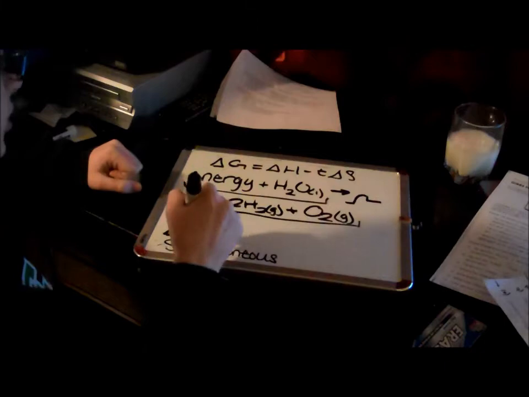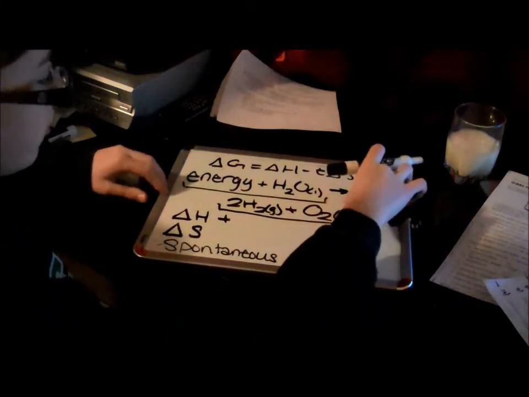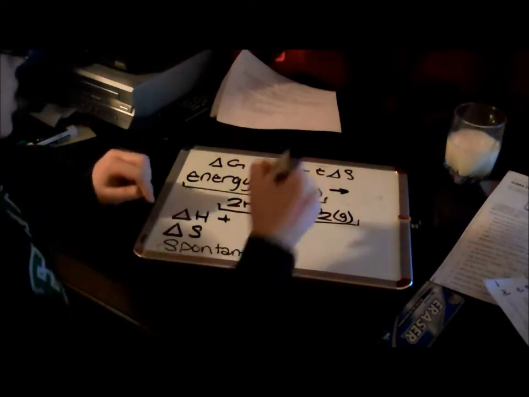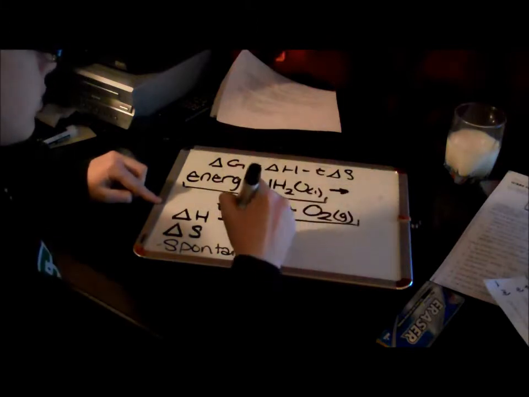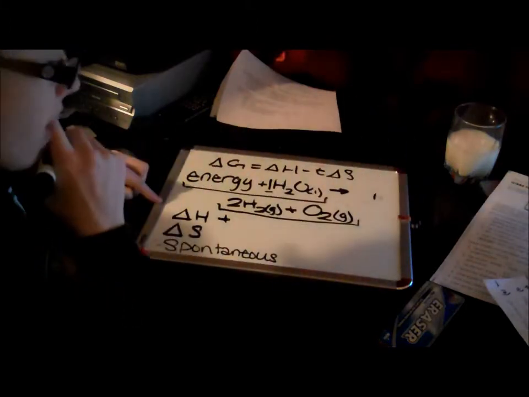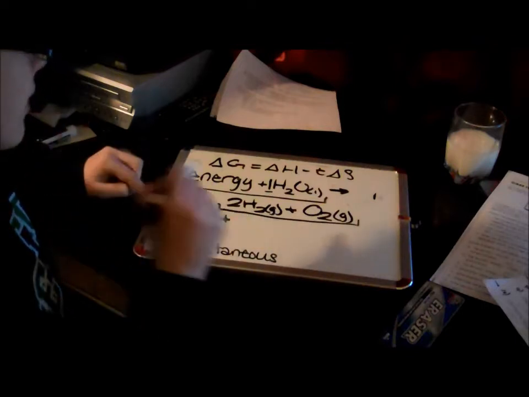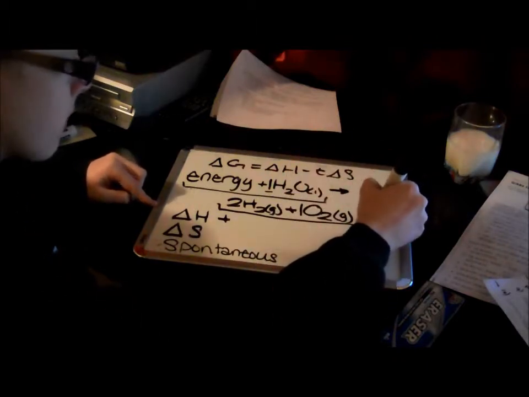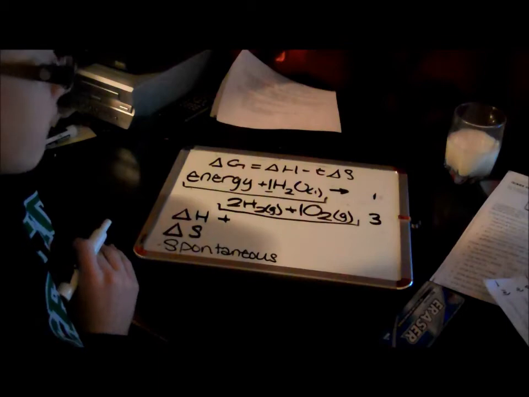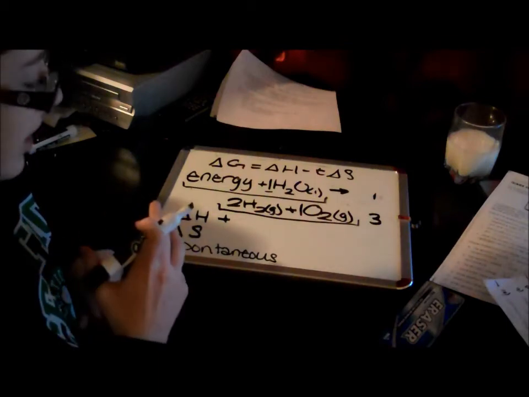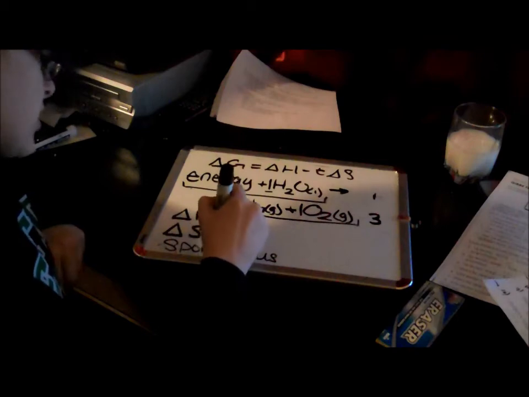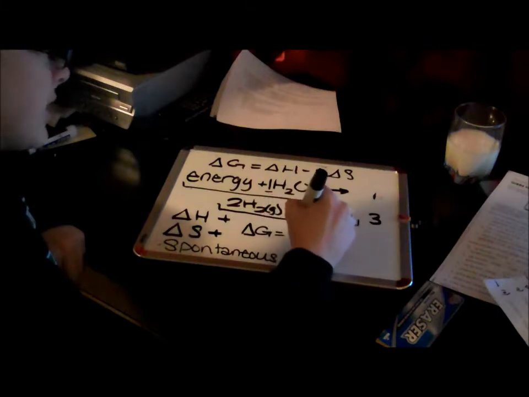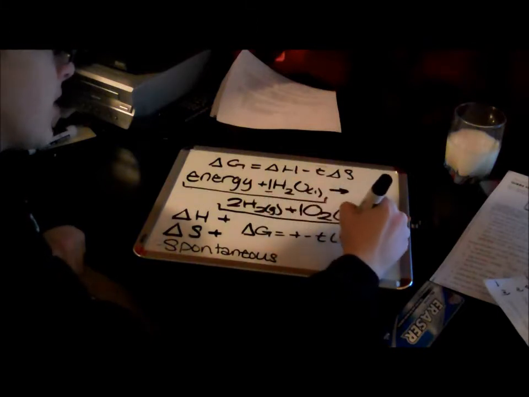Delta S refers to the spontaneous motion of particles. Now, if you look at the reactant side of the equation and you count the number of moles, there's really only one mole here. So you've got one. On the other hand, on the product side, there's 2 moles of this, 1 mole of this. That's 3. So the spontaneity of these compounds has dramatically increased, which means that delta S is also positive. Now, delta G equals a positive minus temperature times a positive.